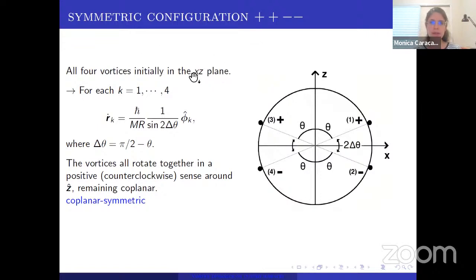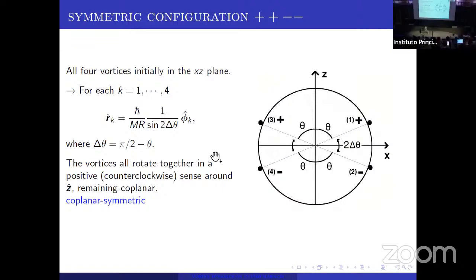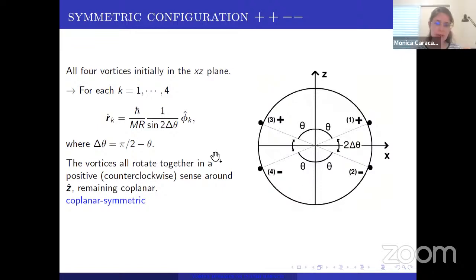Consider 4 vortices. They all start in the same plane. The configuration has the 2 plus sign vortices in the upper part of the sphere and the 2 minus sign in the lower part. You calculate the stream function and derive the velocity field, and you see that all the 4 charged vortices have the same velocity field, and all will rotate together in a counterclockwise sense around this direction.